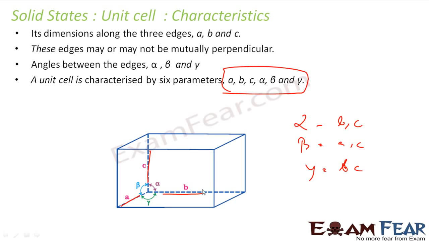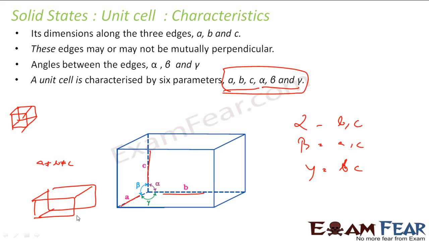If you make a, b, and c equal and alpha, beta, gamma 90 degrees, you will get a cube. If a is not equal to b is not equal to c, but alpha, beta, gamma are equal and they are 90 degrees, then you will get a cuboid, something like this. Correct? So by changing these parameters, a, b, c and alpha, beta, gamma, you will get different types of unit cells.